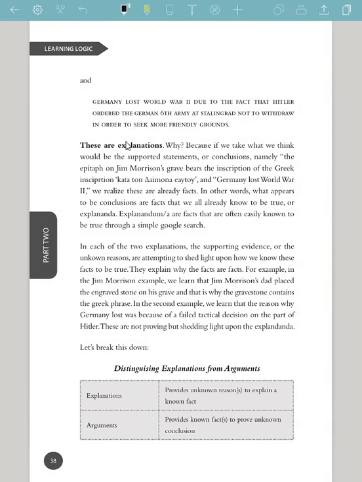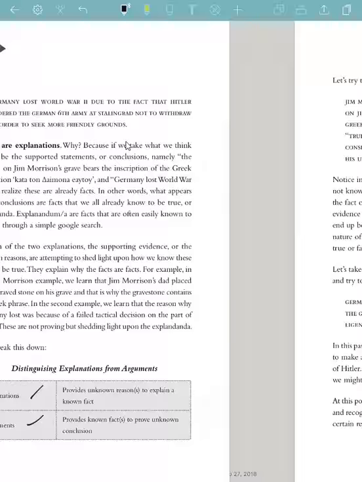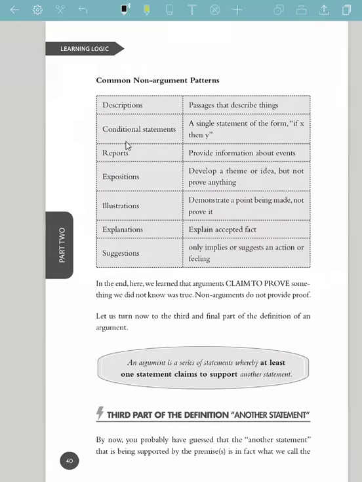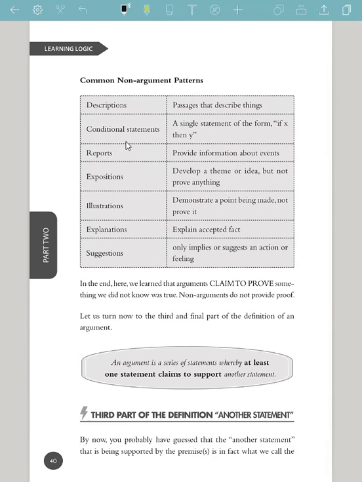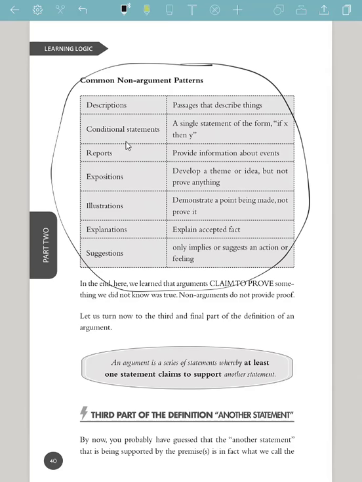Notice here at the end of this, like on page 38, it's nice. It gives you the difference between explanations and arguments. This is what I was talking about. And what else do you have? This is really important. I would write this on a 3x5 note card, right? You have different types of non-arguments. You have just descriptions of things. You have expository. You have reports.